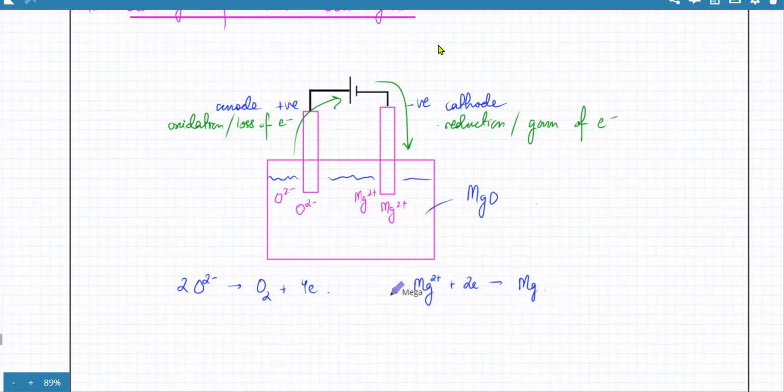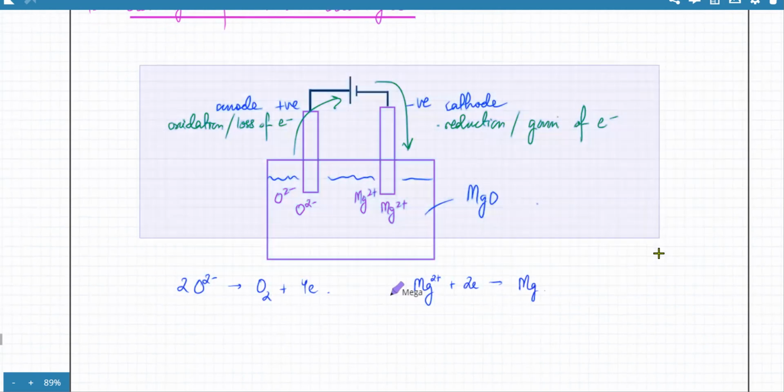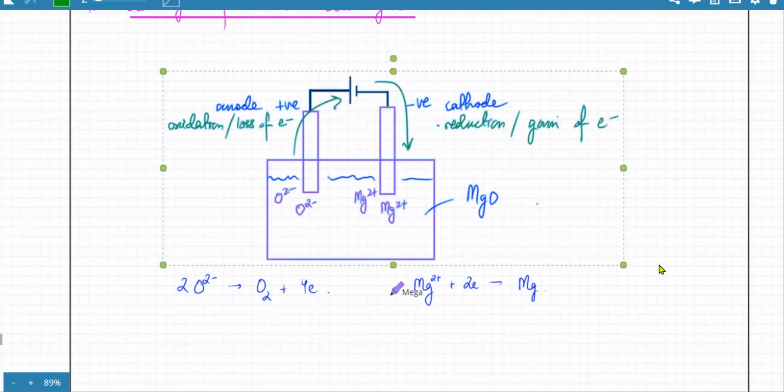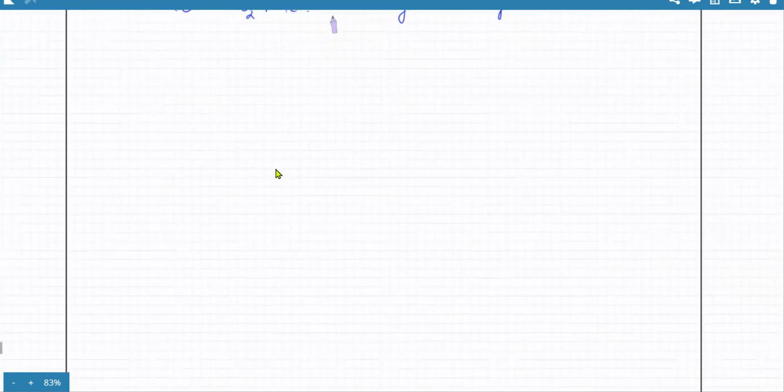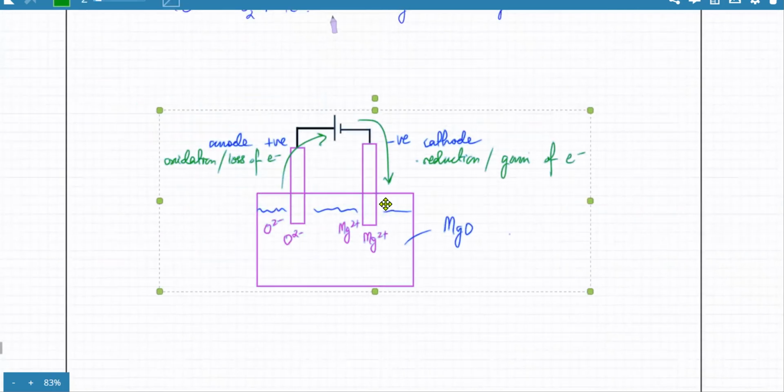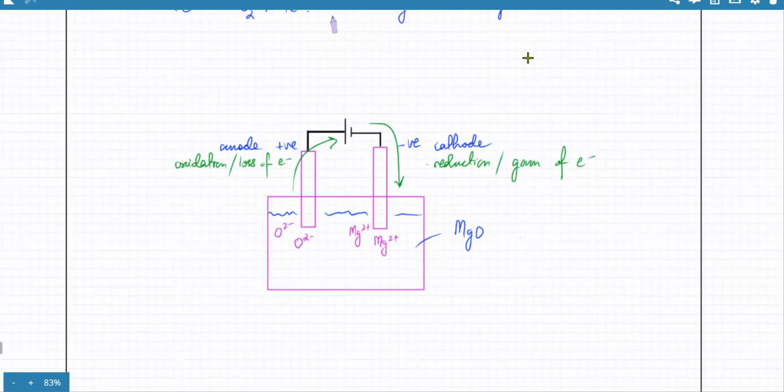So that's the reaction that's happening: reduction and oxidation. Now, what would happen if you had an aqueous solution? In an aqueous solution, I'm just going to copy paste this. The rules are going to be slightly different because you have more ions in an aqueous solution. So, the second one, let's do electrolysis of aqueous solutions.